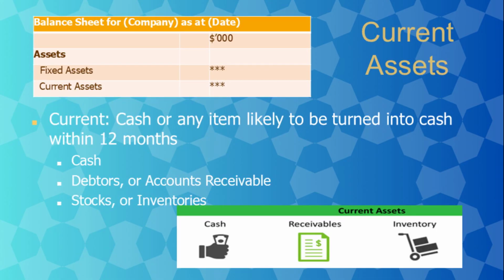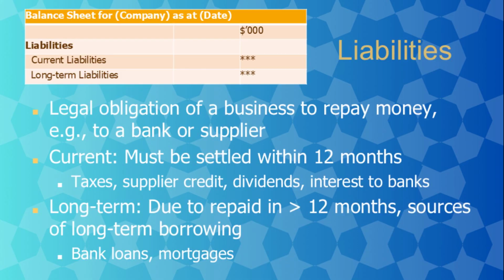Current assets are short-term resources likely to be converted into cash within 12 months. These include cash, debtors, accounts receivable, stocks, and inventories. Liabilities represent the legal obligations of a business to repay money, such as loans and supplier credits. They are divided into current liabilities, due within 12 months, and long-term liabilities, due after 12 months.